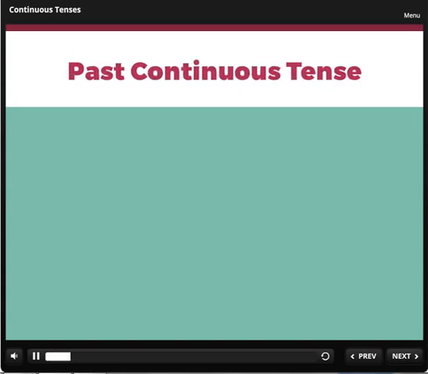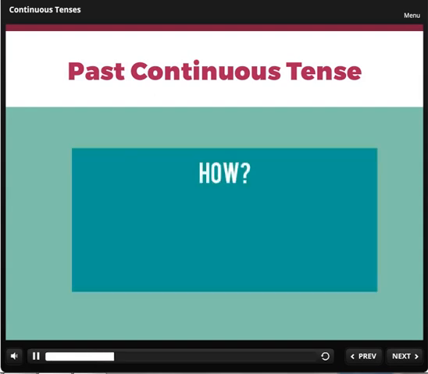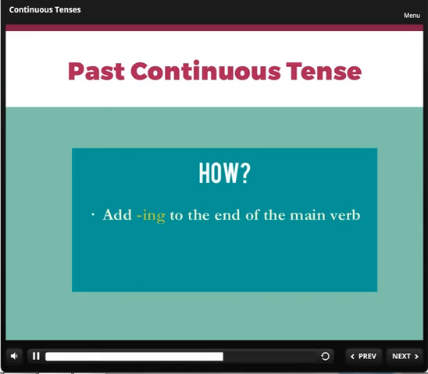Let's start with past continuous. We change a verb into the past continuous form by adding ing to the end. Then, we choose from the two past tense be verbs, that is, was or were. We write the suitable be helping verb before the main verb.